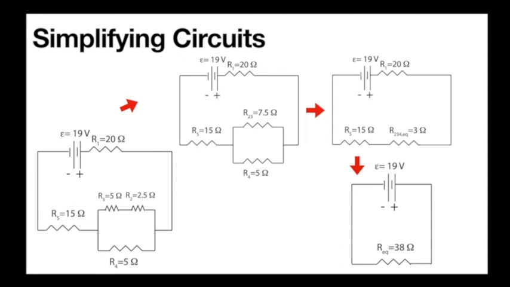It's still going to be less than I total, right? They have to sum toward I total, but more of it's going to go the easier path. And that's true always. If we have lots of branches, the smallest resistance branch is going to get the most current, and the highest resistance branch is going to get the least.